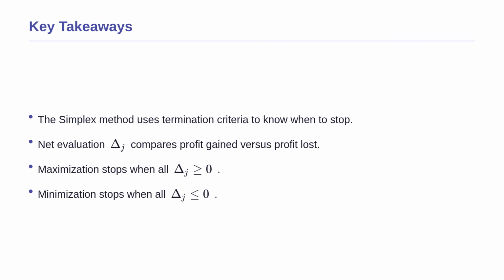Let us summarize the most important ideas we have covered today. First, the simplex method relies on termination criteria to act as a definitive stop sign, proving no further improvements can be made. Second, the core of this check is the net evaluation, delta J, which compares the profit a new activity brings against the profit it destroys. Finally, remember the golden rules. For maximization, we stop when all net evaluations are positive or 0. And for minimization, we stop when they are negative or 0. You now fully understand how to find the absolute peak of profit or the deepest valley of cost.